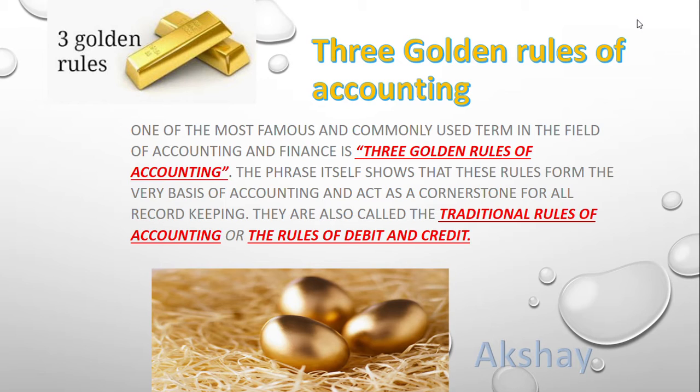The phrase itself shows that these rules form the very basis of accounting and act as a cornerstone for all record keeping. These are also called the traditional rules of accounting or the rules of debit and credit. In this video, I will tell you the 3 golden rules of accounting, their meaning, and their concepts will be clear first. Then I will tell you various examples so that these rules will be clear in your mind. Okay, friends, now I start this video.